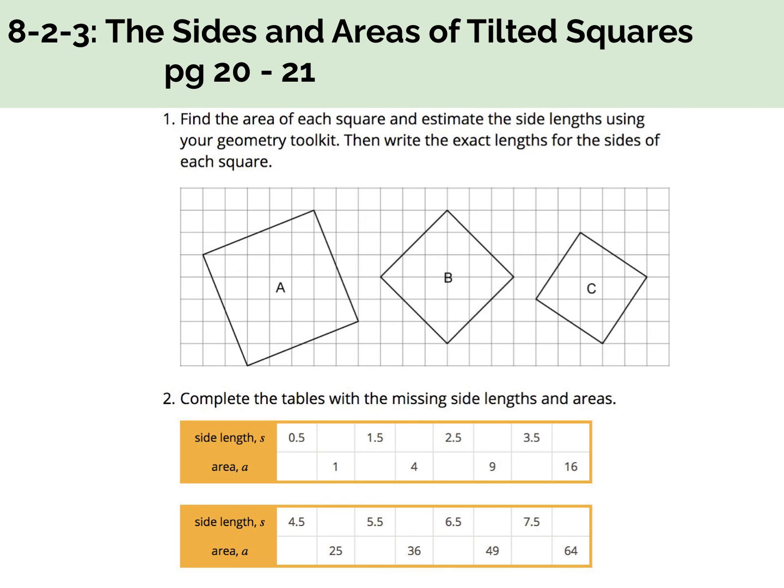All right, so let's look at number 1. It says find the area of each square and estimate the side lengths using your geometry toolkit, and then write the exact length of the square. So go ahead and pause, and we're going to do number 1. So it's A, B, and C.